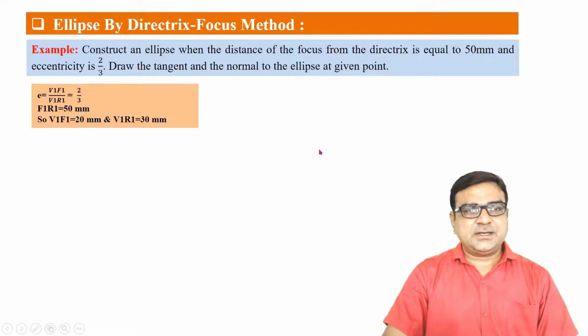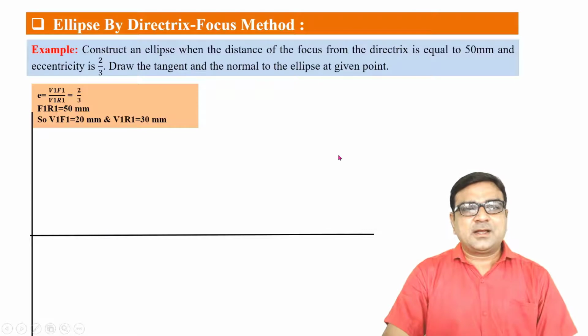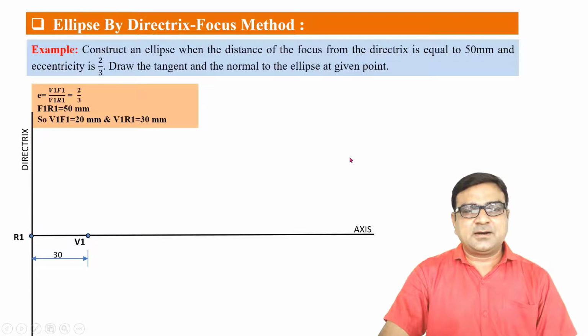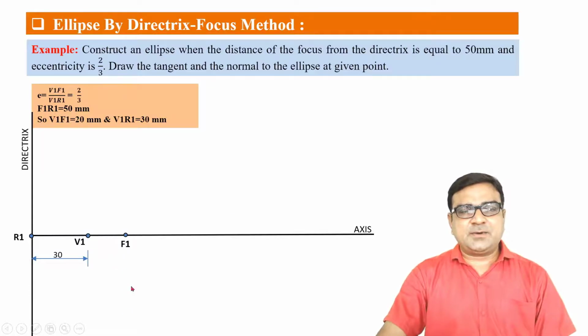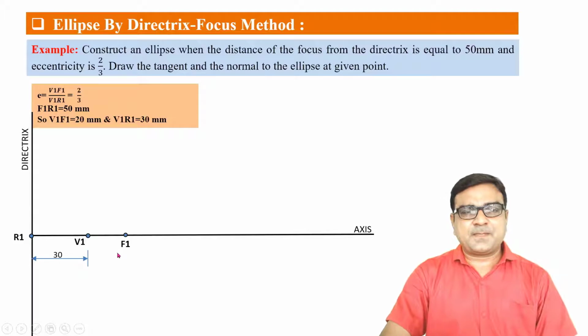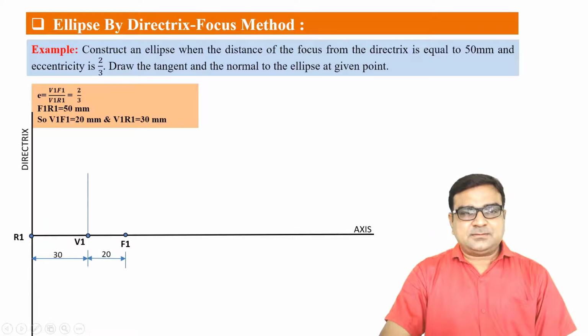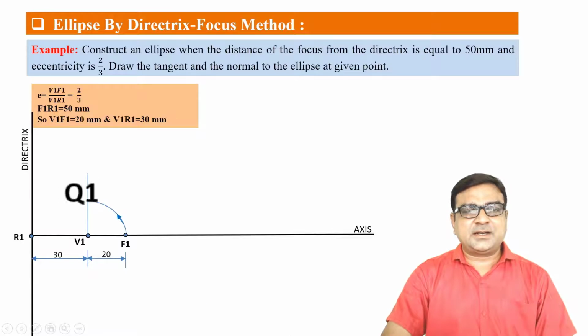Now how to construct the ellipse? First of all, draw the directrix, a vertical line, and a horizontal axis. R1 is the directrix, and on the axis we have to locate the vertex and focus. The vertex is 30 mm from the directrix and the focus is 50 mm from the directrix. Now draw a vertical line from V1. With V1 as center and VF as radius, draw a circle which intersects the vertical line at Q1.